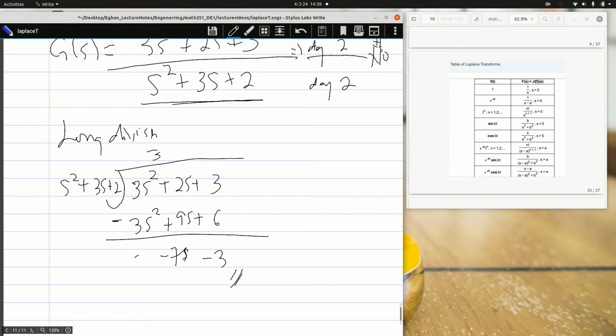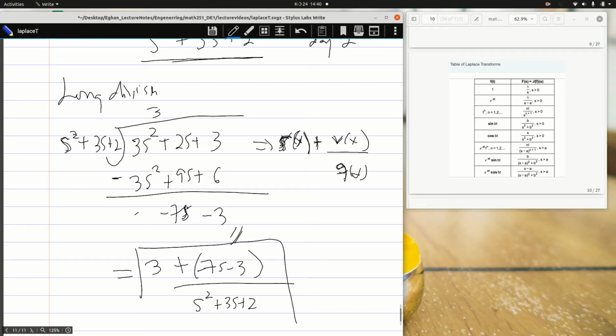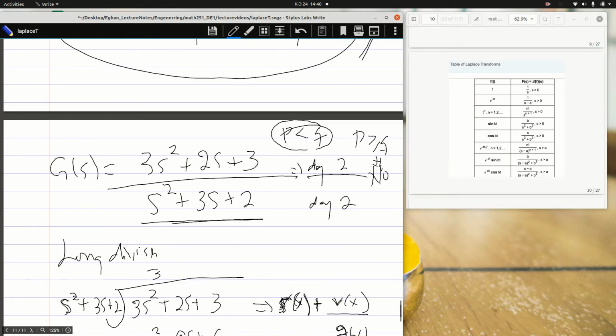And how do we write this? We write the quotient plus the remainder over the divisor. What is my quotient? My quotient is 3. My remainder is negative 7s minus 3. The divisor was s squared plus 3s plus 2. This is the new frequency domain I must simplify, not the original one, because the original one I couldn't use partial fractions on. So let's check again.